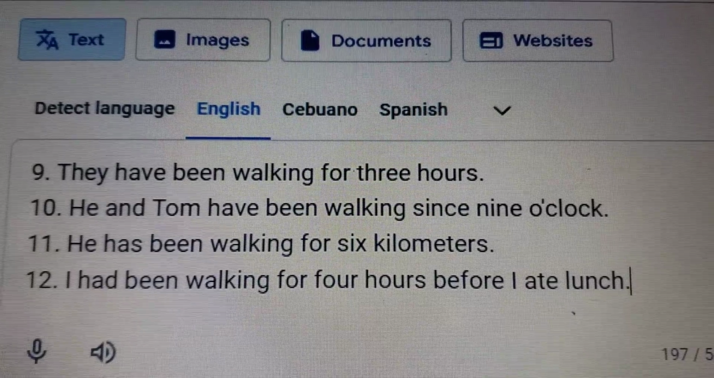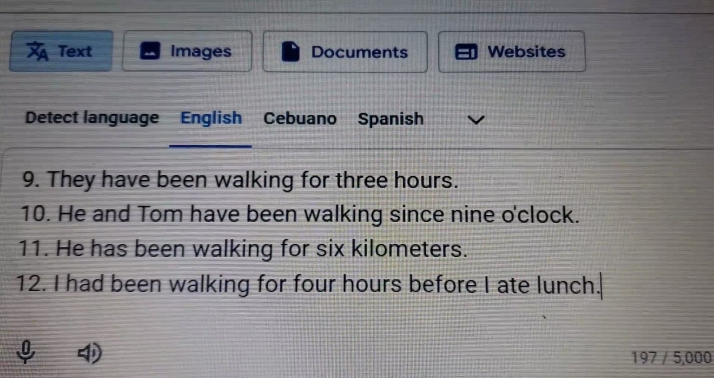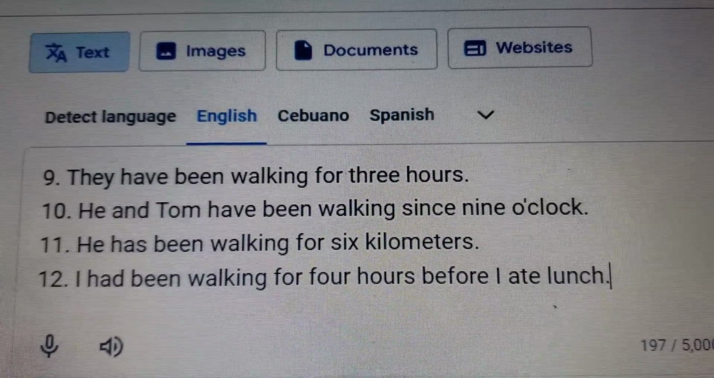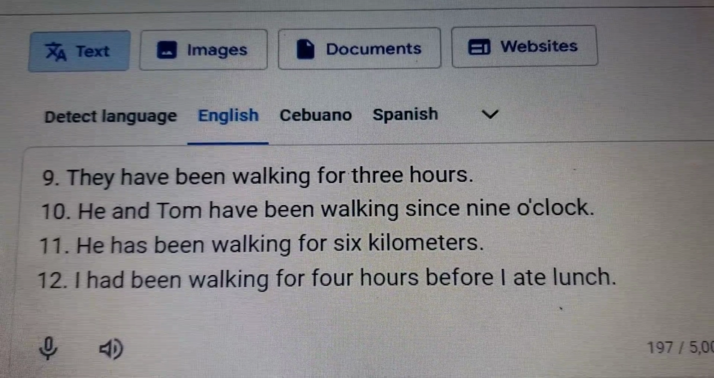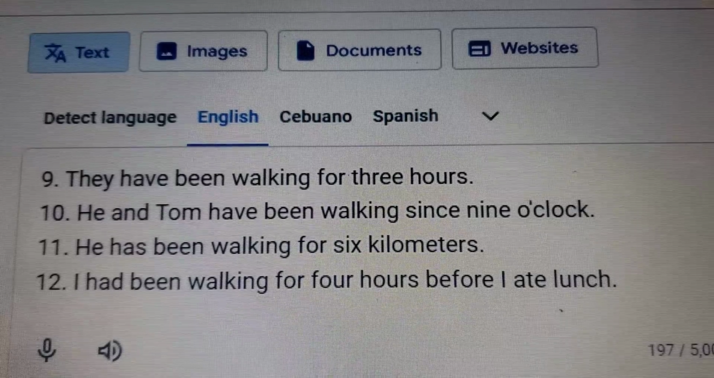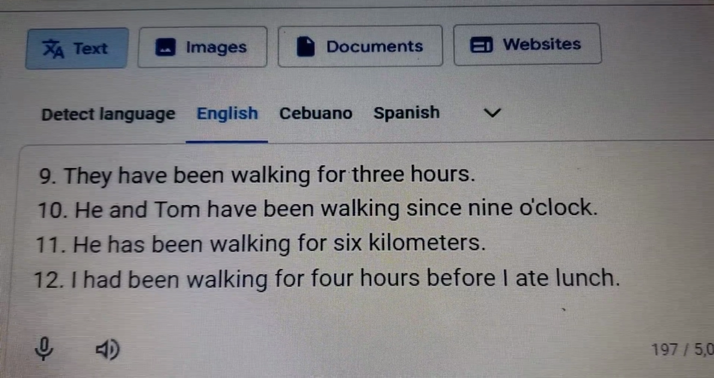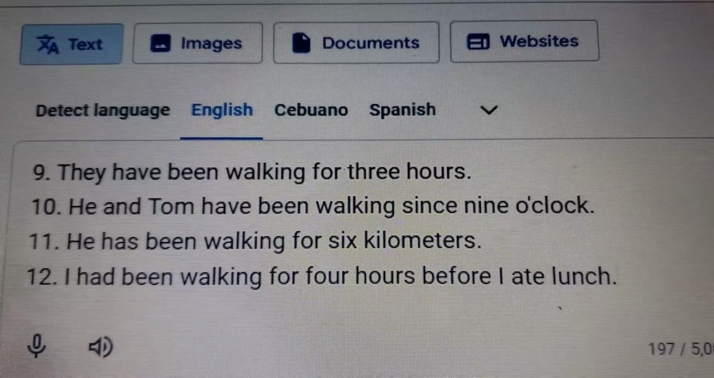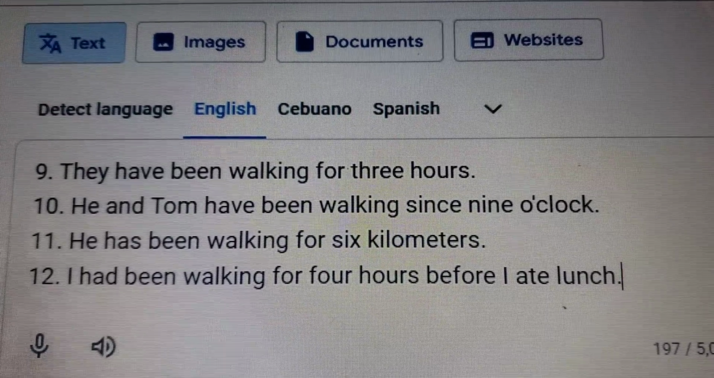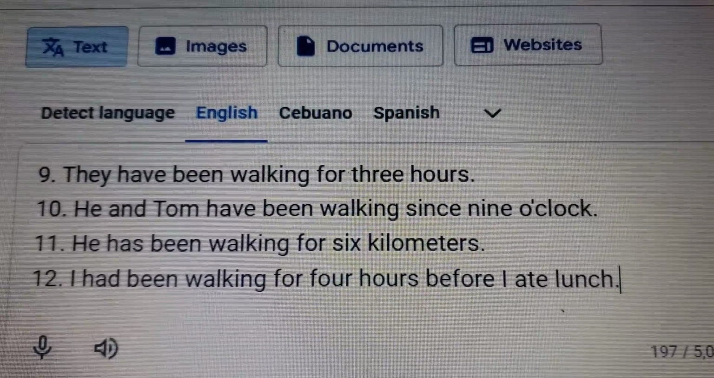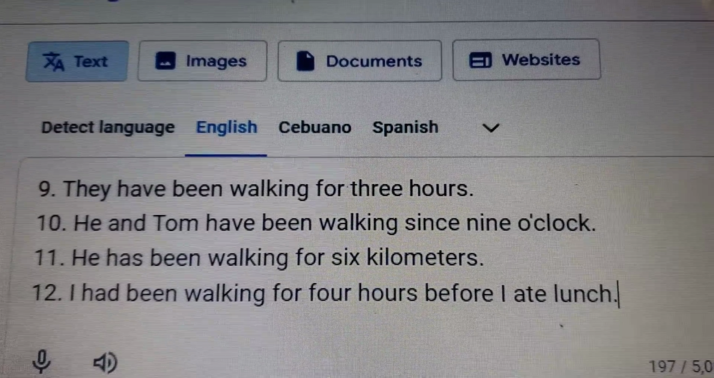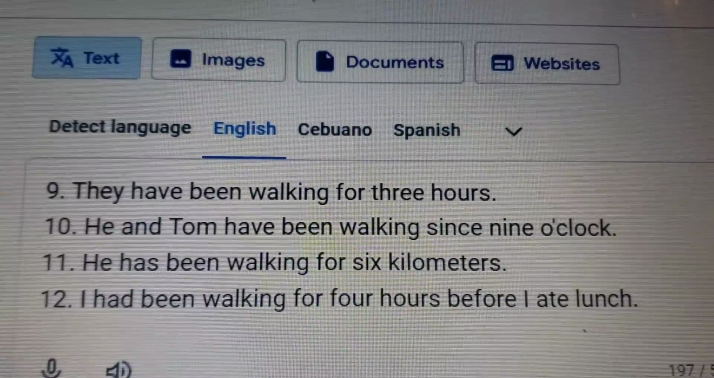Number 12, I had been. So here we use had been. I had been walking for 4 hours before I ate lunch. So now there are 2 actions that happened in the past. Walking and eating lunch, or ate lunch. This is an example of a past perfect progressive action.